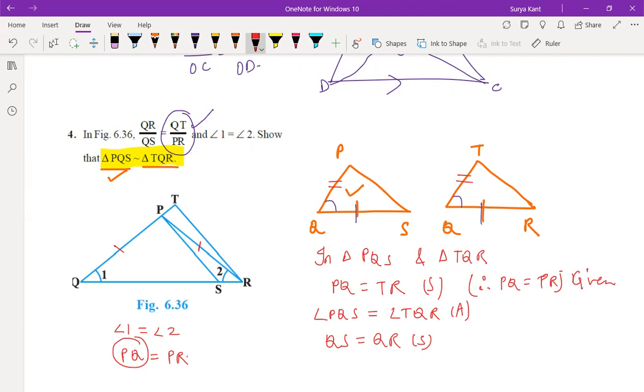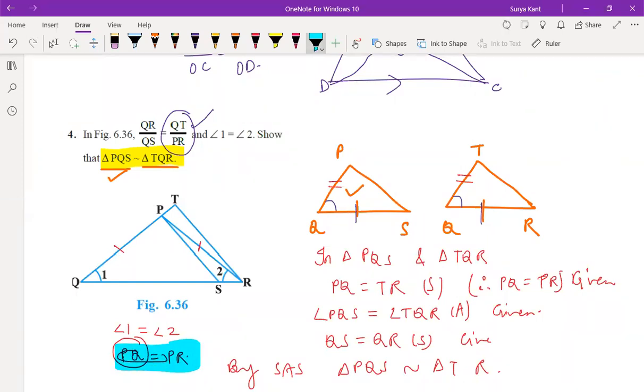This angle is also given. And QS is equal to QR. This is given. So by which similarity? By side, angle, side, triangle PQS is similar to triangle TQR. So the main thinking point here is PQ is equal to PR, we have to think over this part.